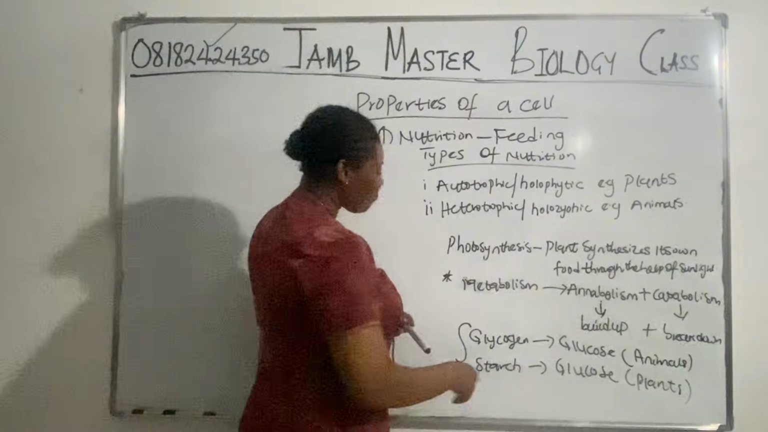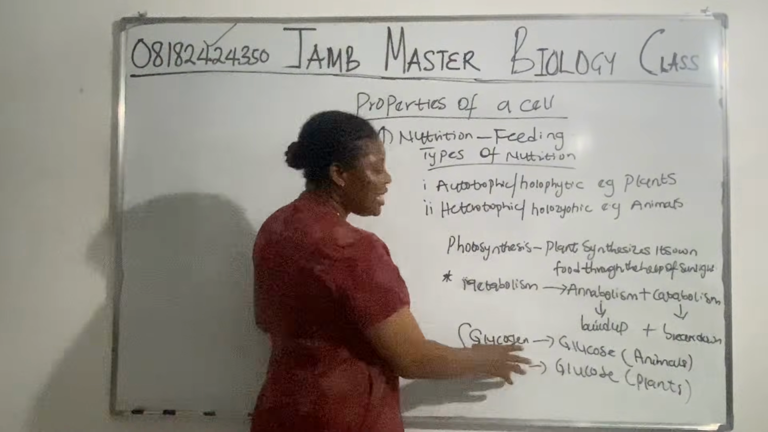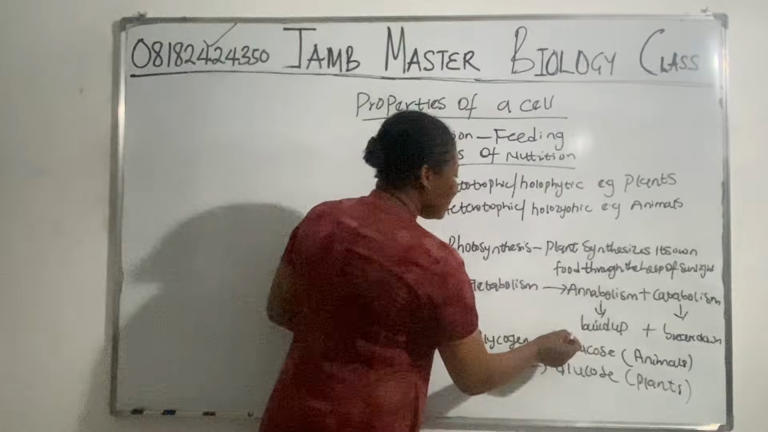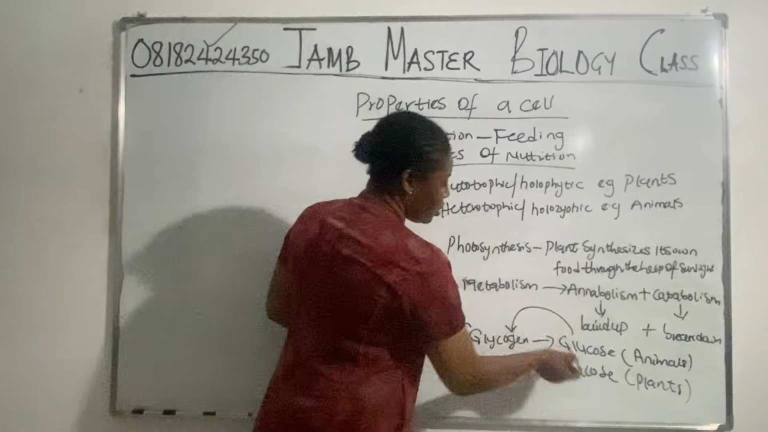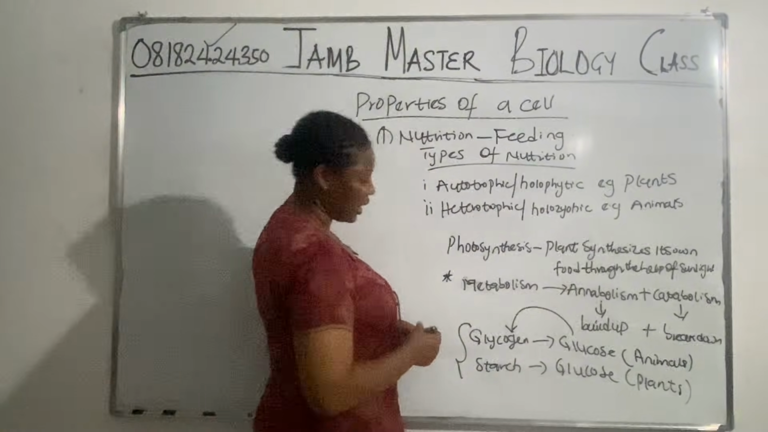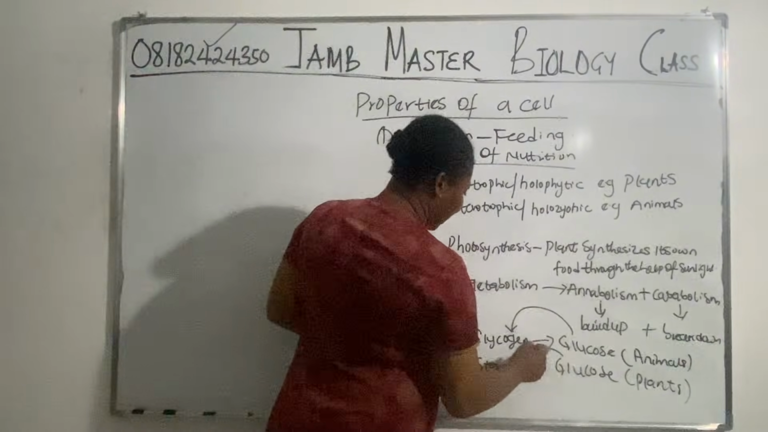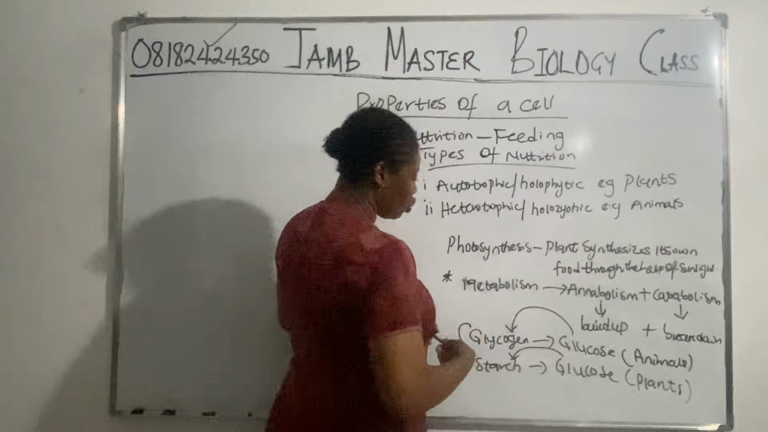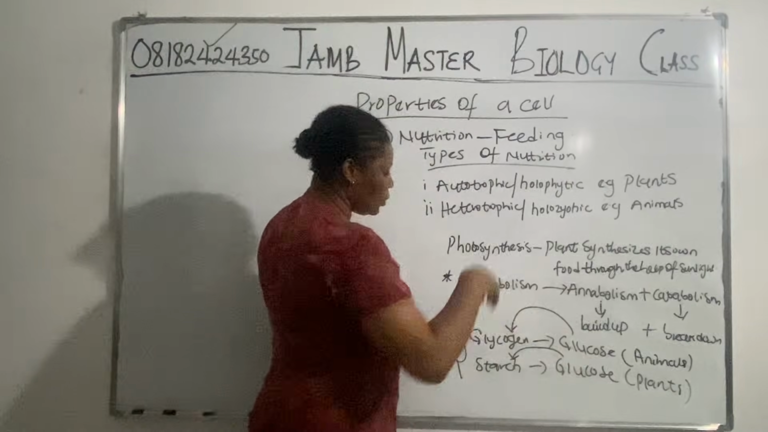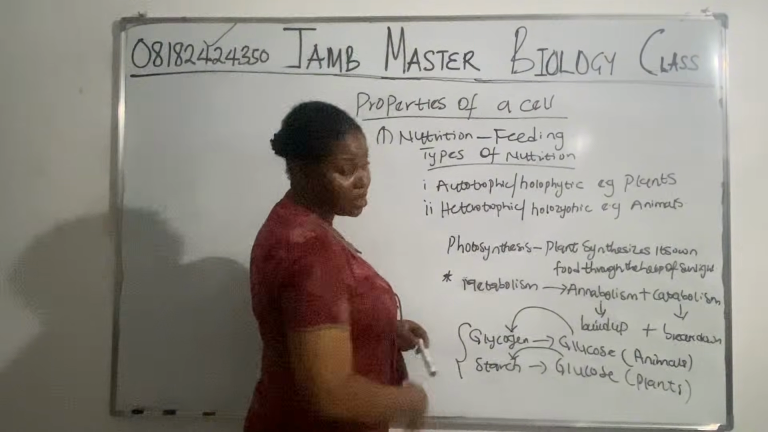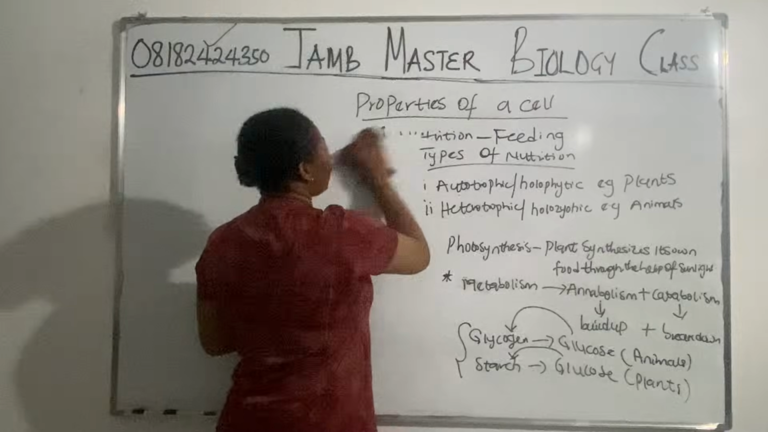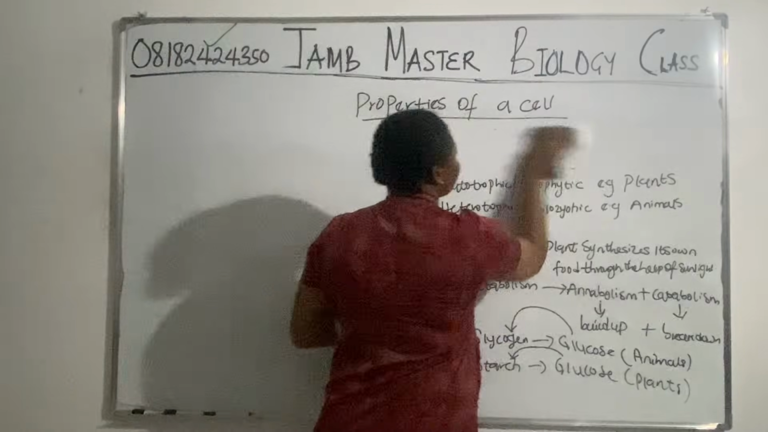So I say that when glucose has to be stored in the body, it is stored as what? Glycogen in animals. For glucose in plants, it's converted to what? Starch. So this conversion of glucose to glycogen is a build-up process in animals, and that of glucose to starch is a build-up process in what? In plants. So let's take note of that. We are going over to the second property of a cell.